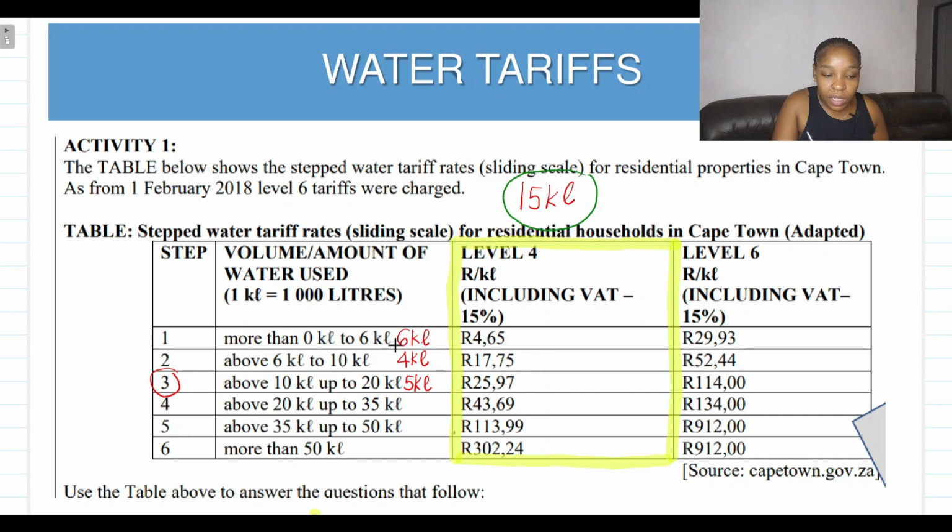It'll be that 6 kiloliters of water multiplied by 4.65, 4 kiloliters multiplied by 17.75, 5 kiloliters multiplied by 25.97 to get how much is the tariff in each step. Then we add up the tariffs together to get how much this family will have to pay for using 15 kiloliters of water. Let's do that.